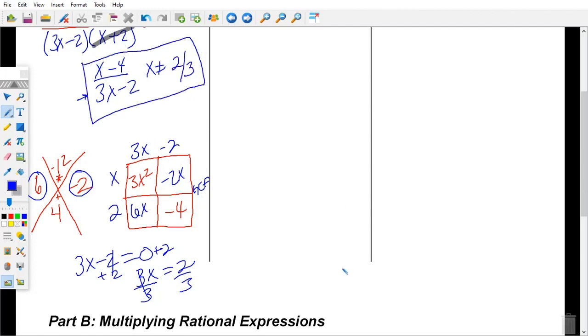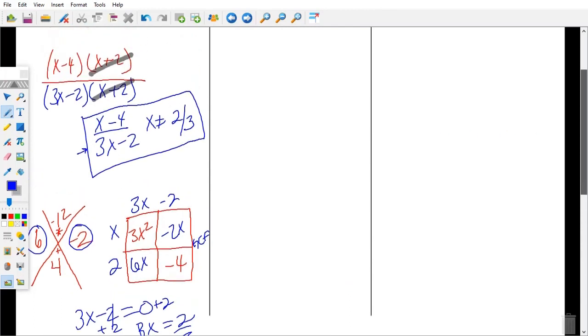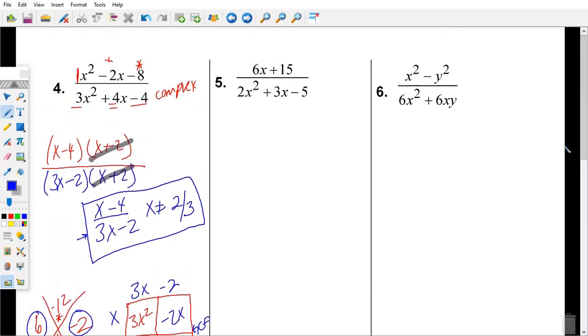Okay, x minus 4 over 3x minus 2, and the restriction is x cannot equal 2 over 3. All right, I'm going to pause. I'm going to be walking around. I want you to do number 5, okay?